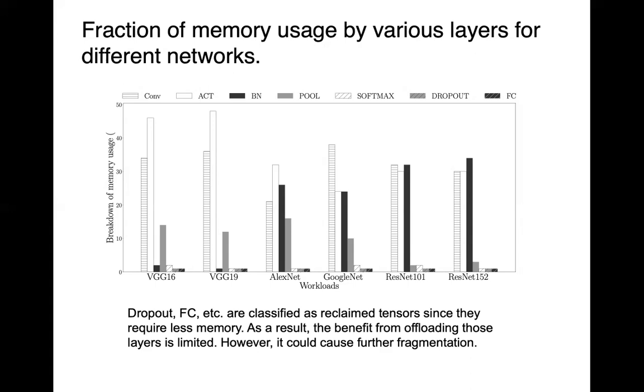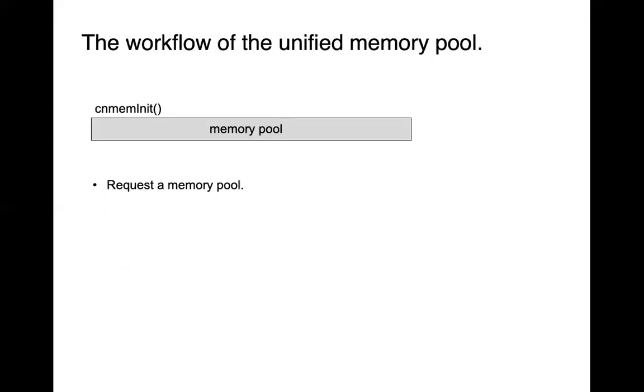These layers require less memory, however, they still require us to manage the allocation of these tensors carefully. Otherwise, it can cause further fragmentation. So we classify these layers as recurrent tensors. Let me give you a toy example to introduce our solution. First, we request a memory pool based on the approximation.